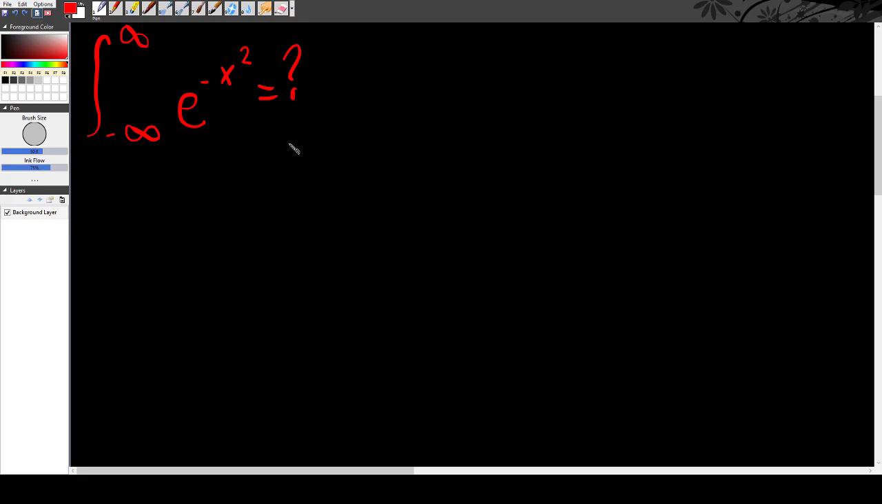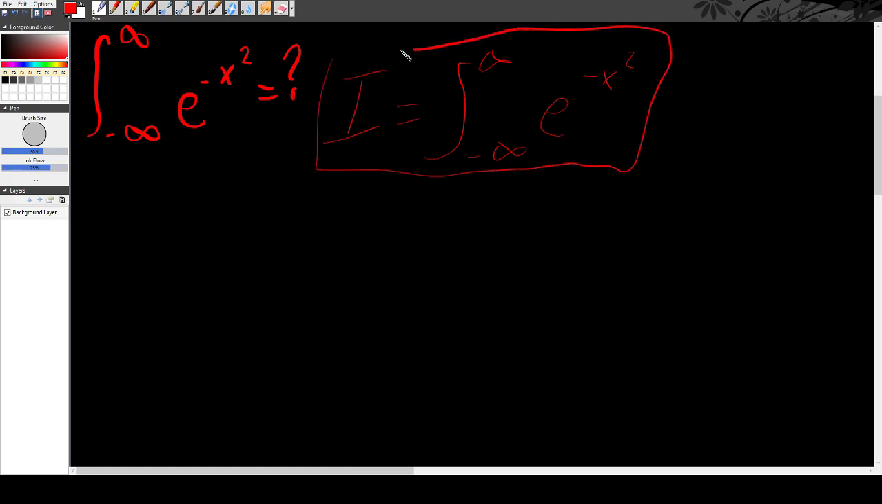So I'm just going to start off by defining I as this integral. There. This is I. This is basically the thing that we're solving for. We are solving for I.